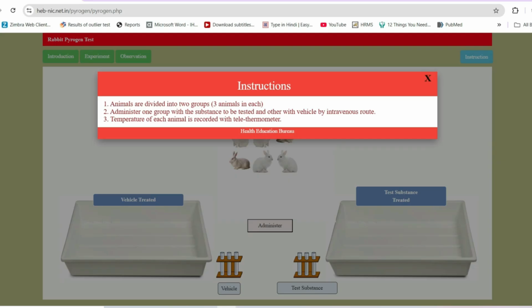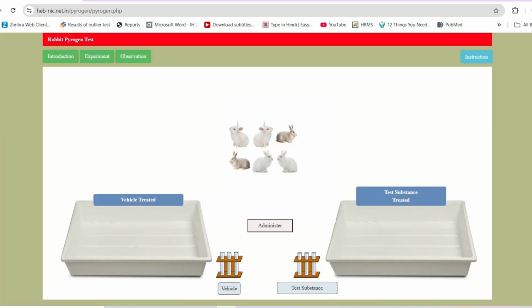So we will now conduct the experiment. Here you can see 6 animals, 3 vehicle treated and 3 test substance treated. Now we will administer the vehicle and the drug to both groups.